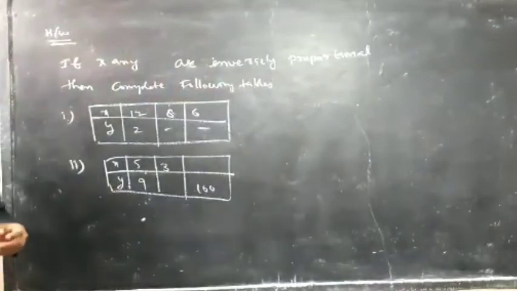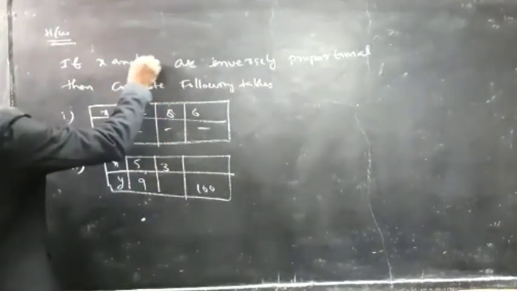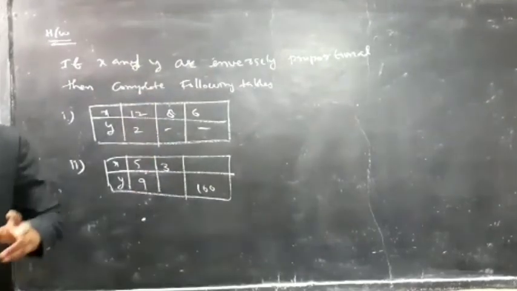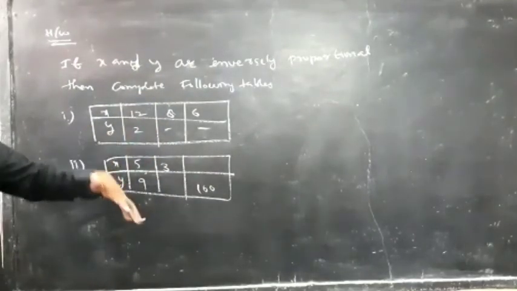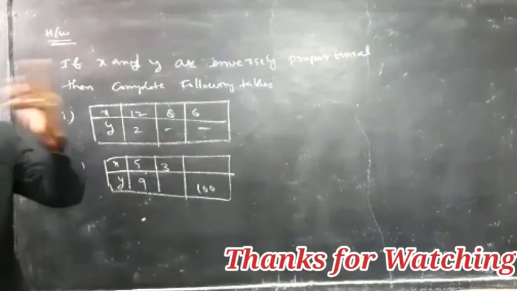8th class students, here is your homework. If x and y are inversely proportional together, you have to complete the following tables. Here x value is there and also y value is there, you have to find the missing values.